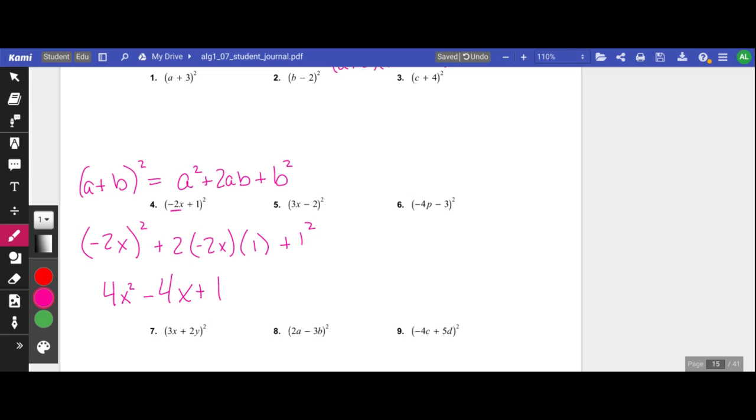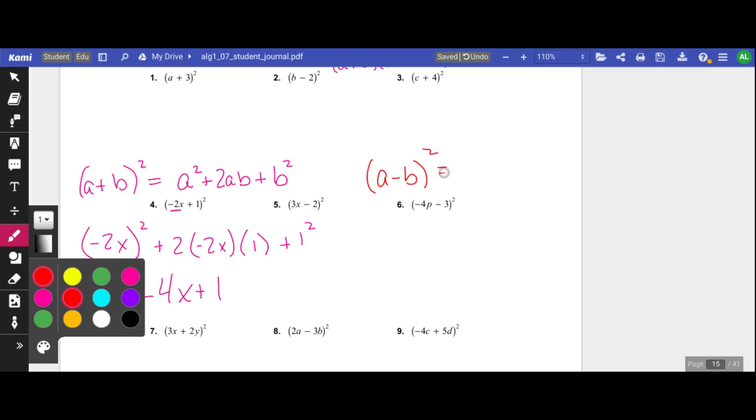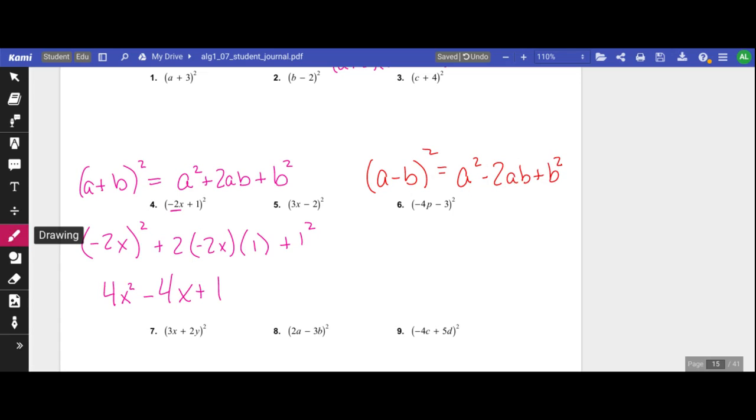I've got a minus b squared problem, so let's do that quick. All right, so a minus b squared. I've got a squared minus 2ab plus b squared. All right, so a squared, I know that's going to be negative 4p squared minus 2 times a, okay, for p.